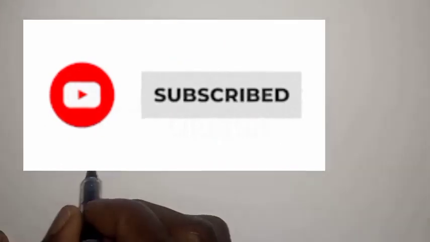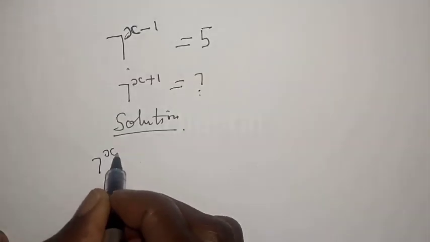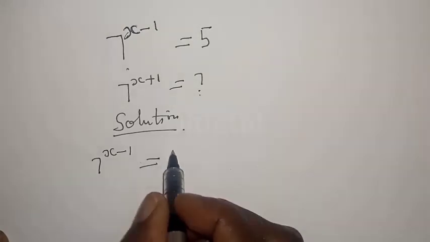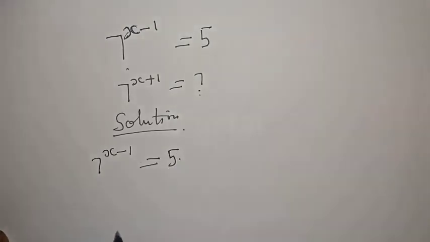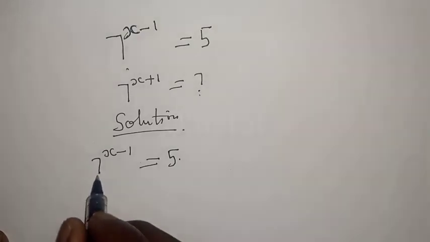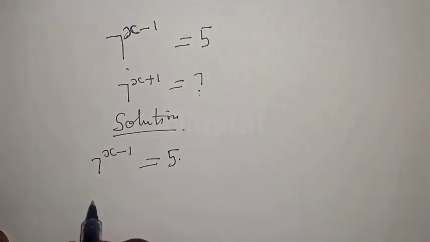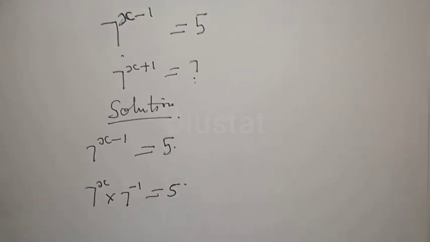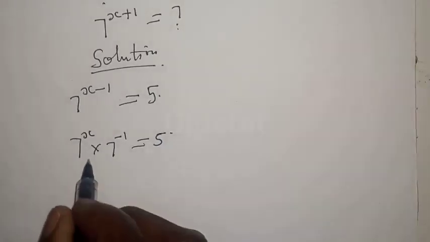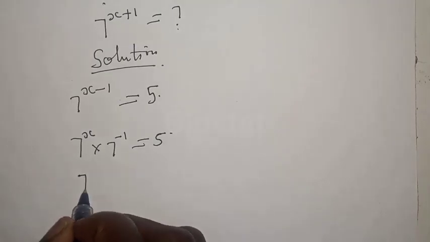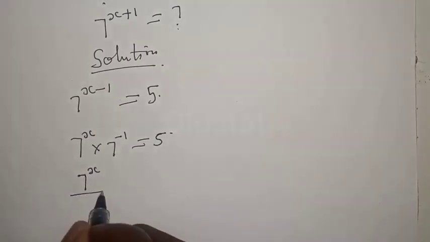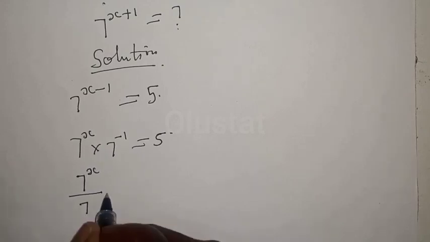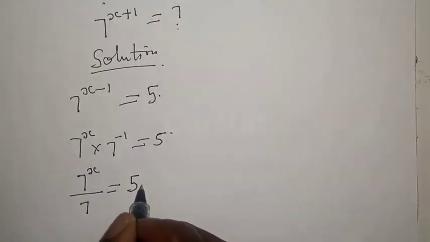Then we have 7 raised to power x minus 1 is equal to 5. Then what do we do? This can be expressed as 7 raised to power x multiplied by 7 raised to power minus 1 is equal to 5. Then we have 7 raised to power x over 7 is equal to 5.